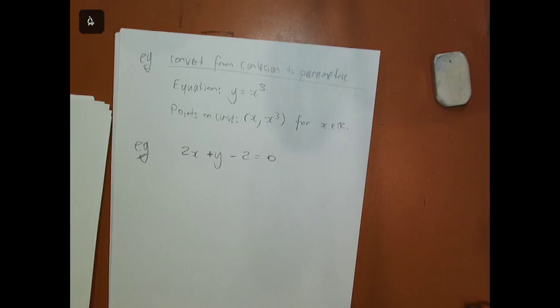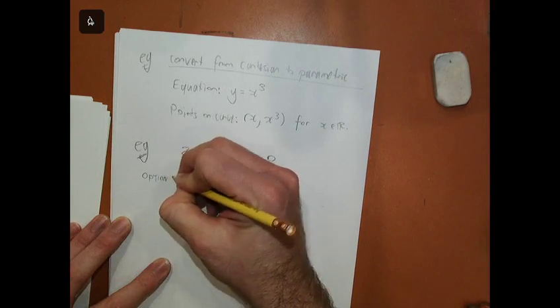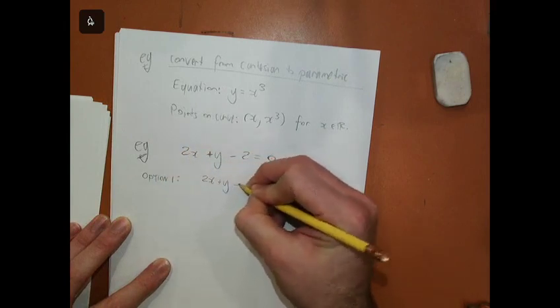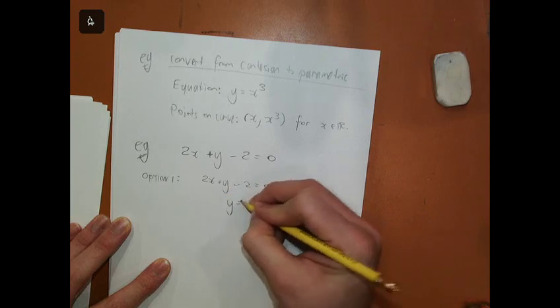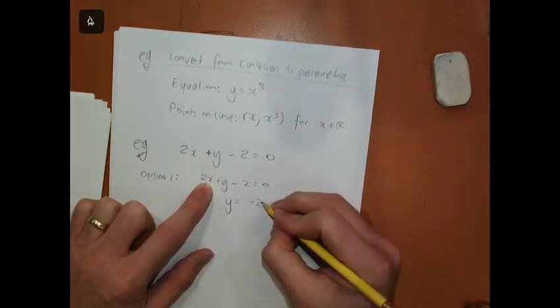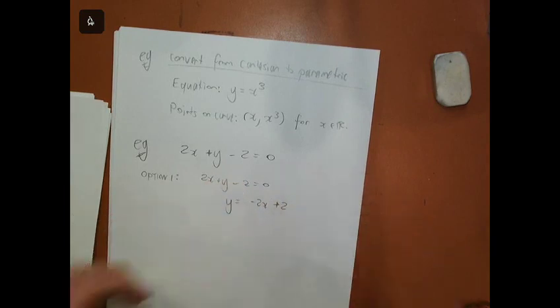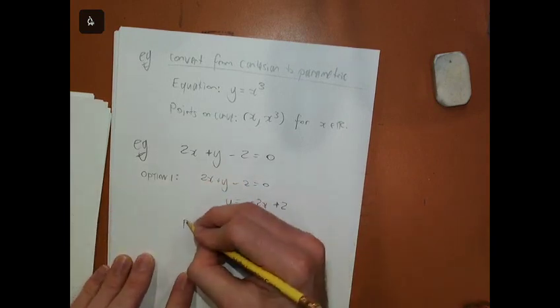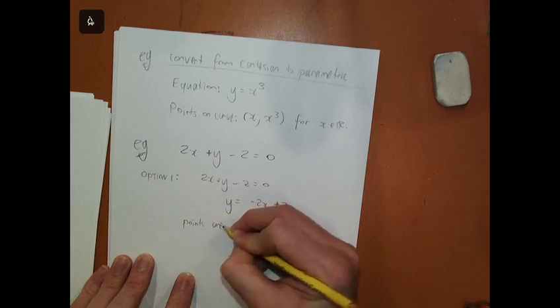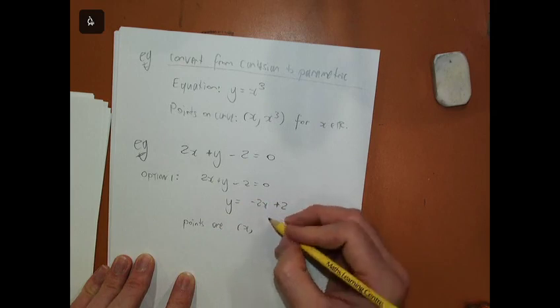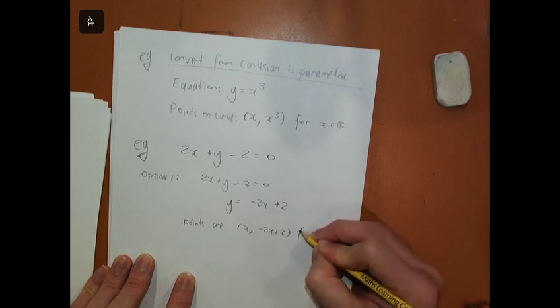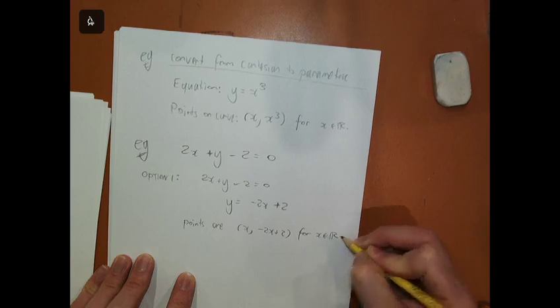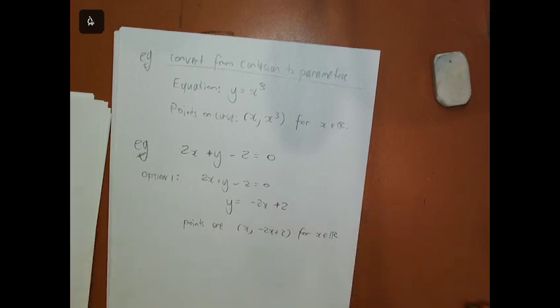There are multiple ways of doing that. My option 1 would be to do what I just did and rearrange it to get y equals. So option 1, 2x plus y minus 2 is 0. So y would be, okay, we'll take a 2x and add a 2. And so now it looks like that. And so the points on the curve are x, and then the y coordinate is minus 2x plus 2. Okay, so that's a perfectly good parameterization. You could use t instead of x at this point if you wanted to. That's great. That's a version of it.